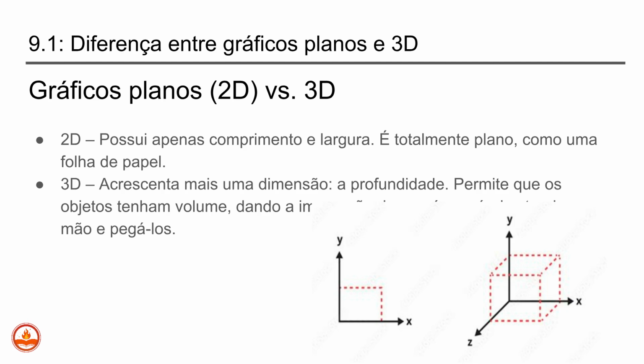2D only has length and width. It's completely flat like a piece of paper, as shown in the first example. 3D adds another dimension, depth. This allows objects to have volume, appearing as if you can reach out and grab them. If you have a pencil on the table, that is 3D. Anything that you can hold is 3D, even a paper, because it has some depth to it. That is shown on the second graph.